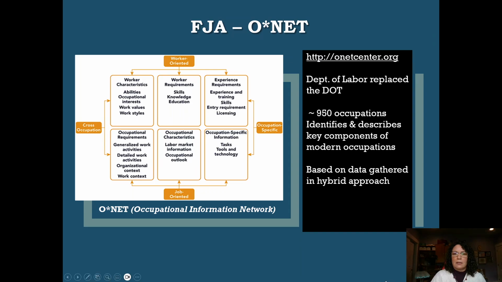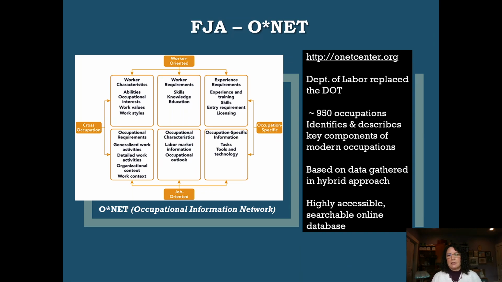It's based on data that was gathered mainly using functional job analysis, but a little bit of a hybrid approach. It's highly accessible, searchable, an online database, much easier to access. And you can see you've got worker-oriented characteristics on the top, you've got job-oriented characteristics, which is where the FJA part comes in. You've got cross-occupational categories, you've got occupation-specific categories. So this is really helpful for a person who maybe is trying to open their mind to alternative fields that they could enter.